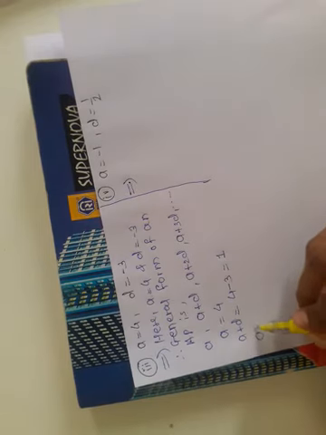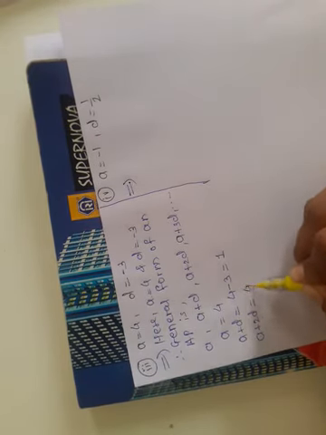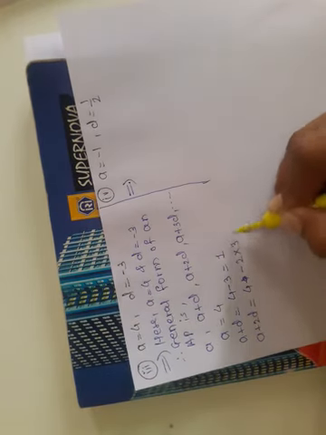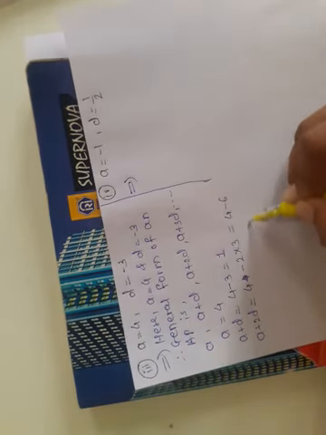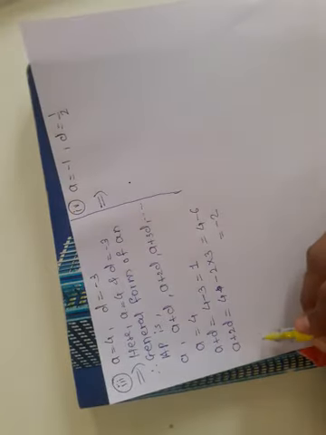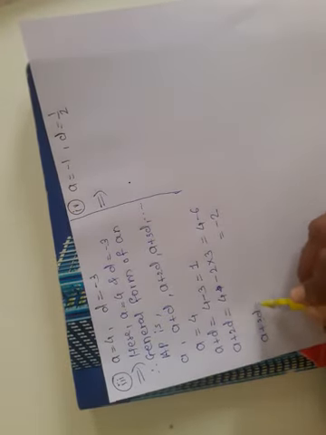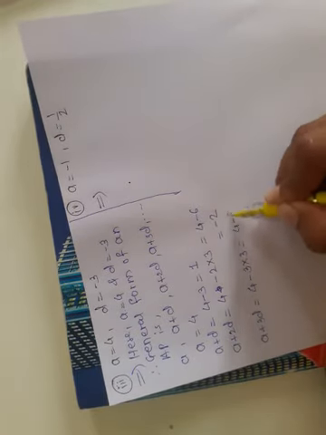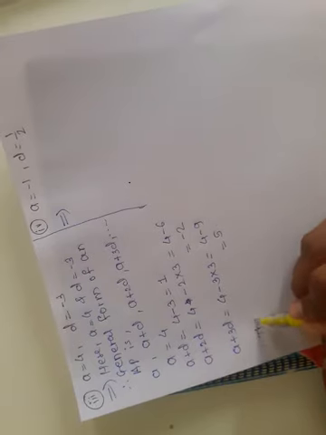Okay, then a plus 2d is equal to 4 plus 4 minus 2 into 3, which is equal to 4 minus 6, which is equal to minus 2. Then a plus 3d is equal to what? 4 minus 3 into 3 is equal to 4 minus 9, which is equal to minus 5.